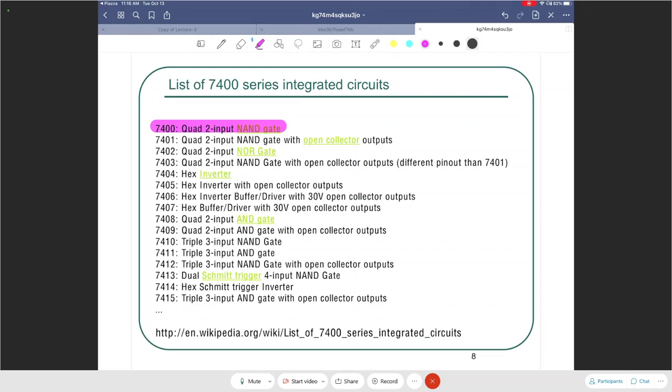These are dual inline package ICs that have been present in the market for many decades. And each one may have 4 or may have 6. In the case of 7404, it's a hex inverter, so 6 inverters in there. The 7410 has a triple 3-input NAND gate.